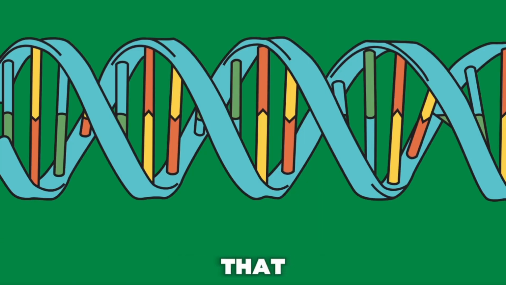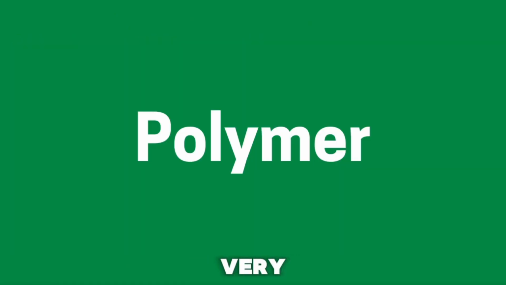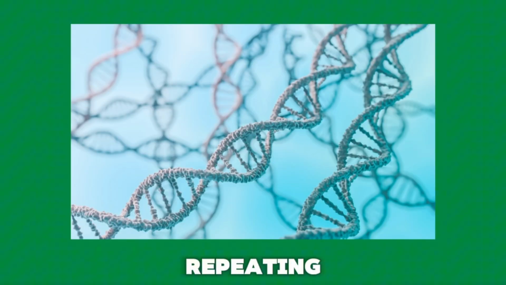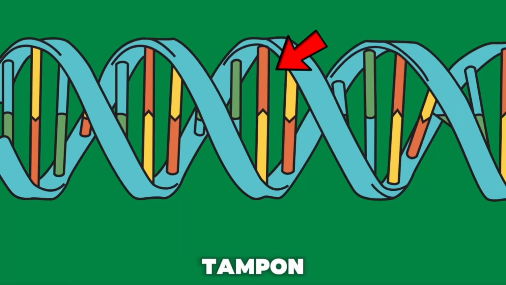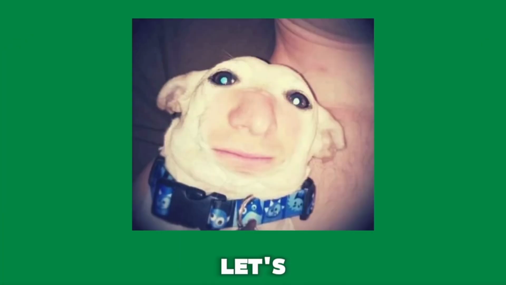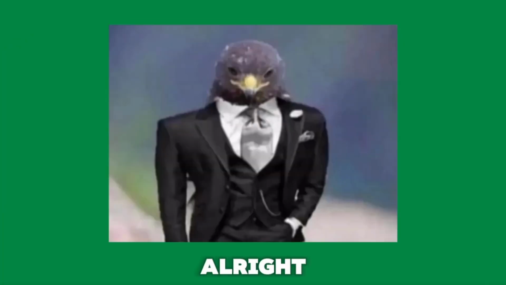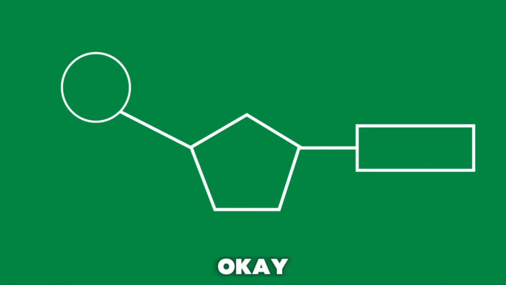They look weird, okay? But you need to also understand that DNA is also a polymer, meaning it's a very large structure consisting of many repeating units. And these little tampon sticks here are the repeating units. So let's see what they look like up close. Alright, so this is our boy up close, okay? It's a bit of a simplified structure, but here is what he looks like up close, okay?